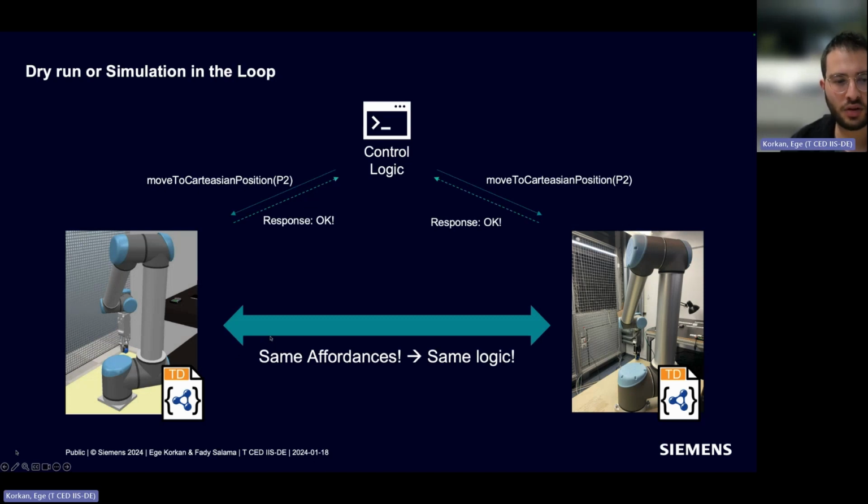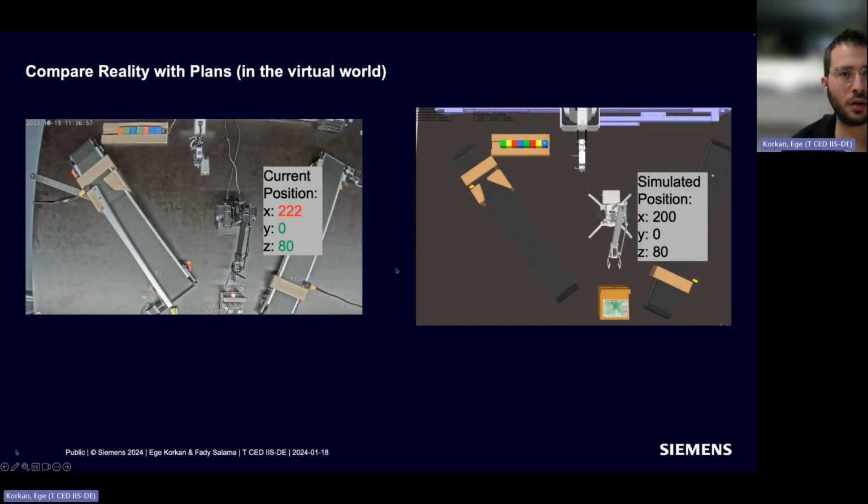Since we've shown already that the same affordances mean the same logic, you don't need to change much in your code. And you can, of course, very easily compare the reality with the plan. Maybe the robot hit something on the way, so what you're seeing in real life doesn't match what is supposed to happen. There you can really easily identify discrepancies.